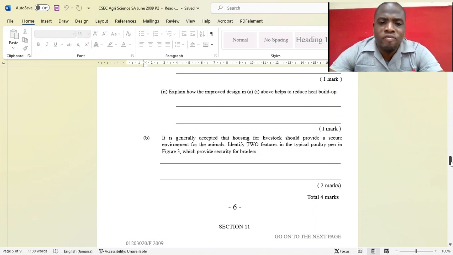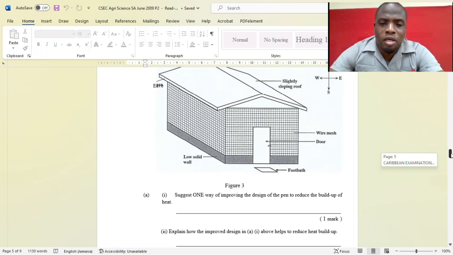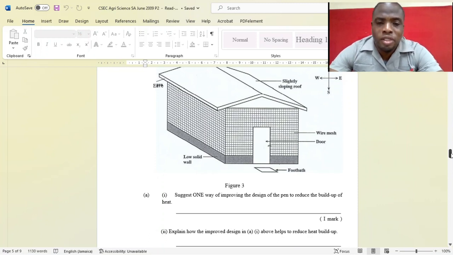It is generally accepted that housing for livestock should provide a secure environment for the animals. Identify two features in the typical poultry pen in figure 3, which provides security for the broilers. Now, the low solid wall and security in terms of animals, you have those creatures, the mongoose, that will dig under your poultry house if you're not careful.